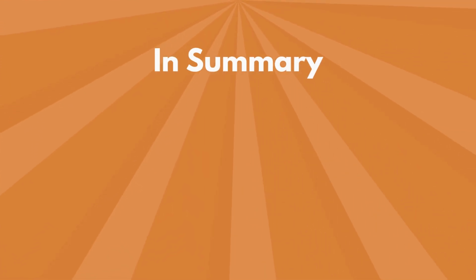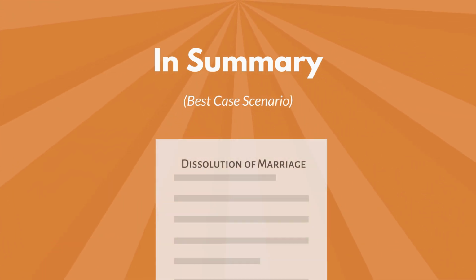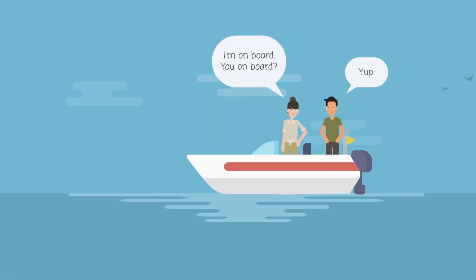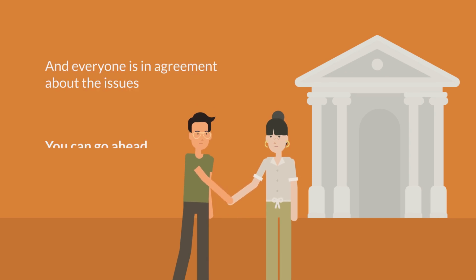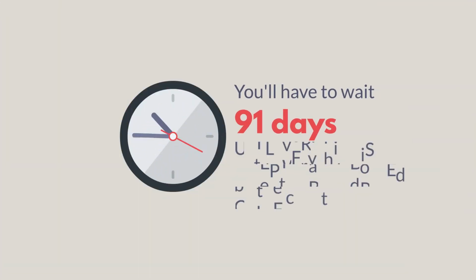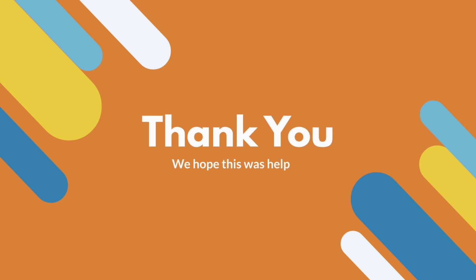So, in summary, as a best case scenario, if you want to file for divorce and the other party also is on board with the divorce and everyone has come to agreements on all pending issues, you can go ahead and file all of your documentation with the court. However, you're going to have to wait 91 days before the court can accept your documents and adopt them as orders of the court. I hope this presentation was helpful.